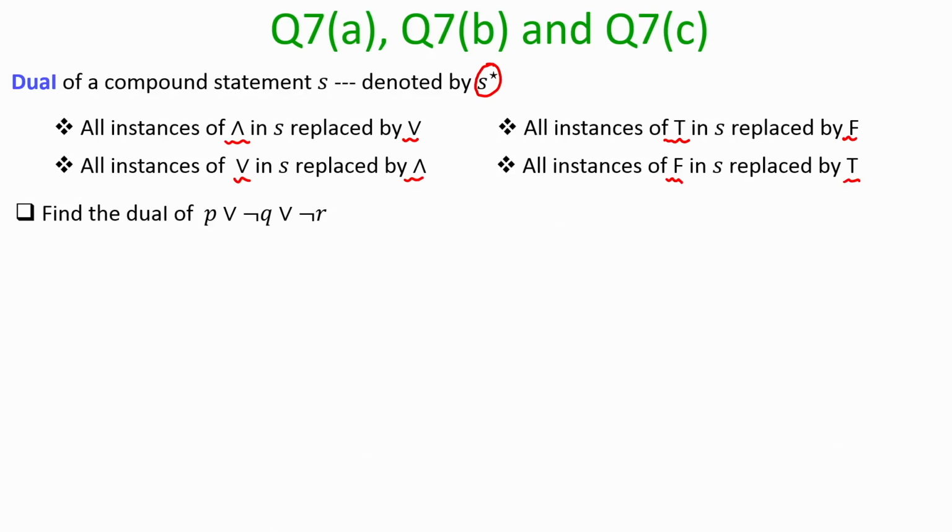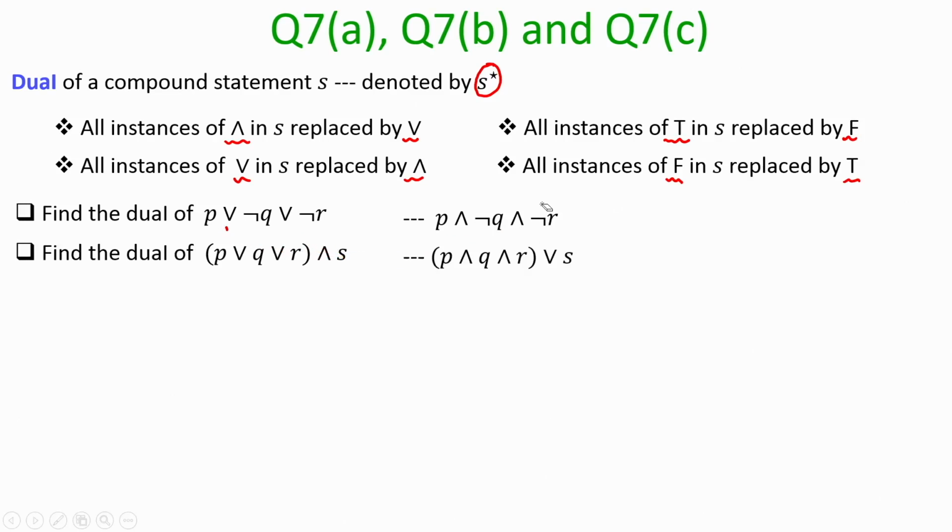So, the first part of the question is you are given some statements and you have to construct their duals. Okay. So, here is one of the compound propositions. Remember, while forming the dual I do not change the literals, the literals remain in their original form. I just have to change the conjunctions and disjunctions and the constants. So, this disjunction becomes conjunction and this disjunction becomes conjunction, that is all. This will be the dual.